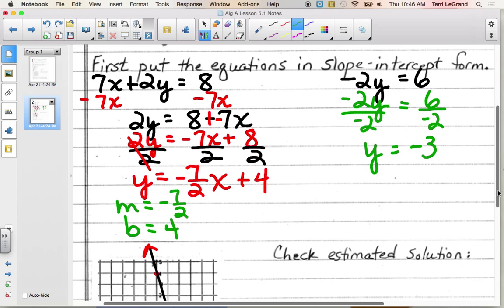Okay? What's the slope of that line? 0. What's its starting point? Negative 3. What kind of a line has a slope of 0? Horizontal. Can you be quiet?